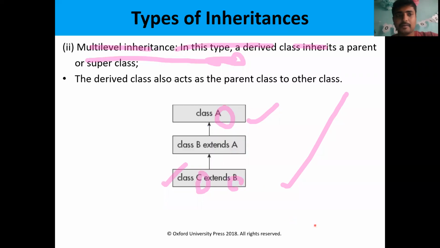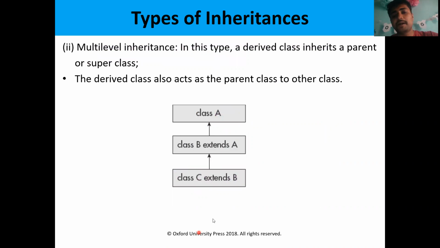Next, multi-level inheritance. Multi-level inheritance means we have multiple levels of inheritance. We have the superclass A. B extends the properties from A. Again, C extends the properties from B. Likewise, class D extends the properties from class C. Next, class E extends the properties from class D. Next, class F.